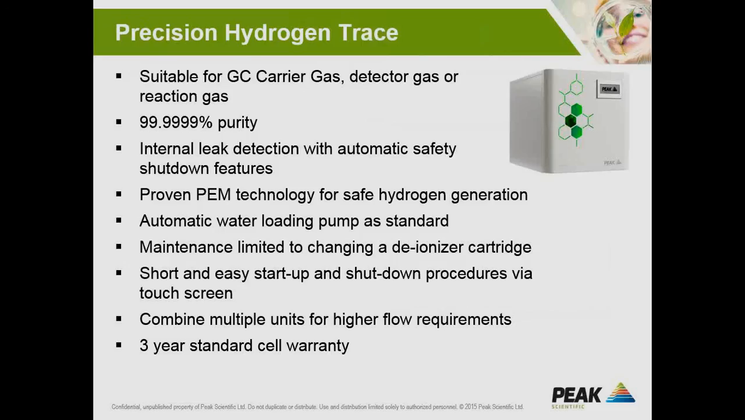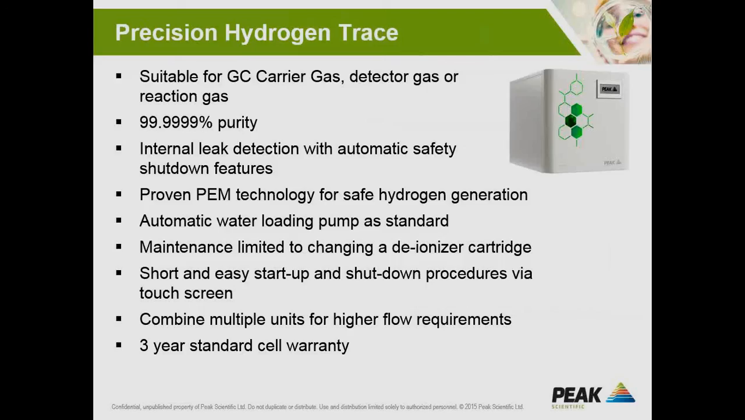Right, so now I'll just give you a quick overview of the precision hydrogen trace generator. So this is a gas generator that produces hydrogen on demand, which is suitable for carrier gas, detector gas, or reaction gas, depending on the application that you need to supply. And this system produces hydrogen at 6 nines purity.